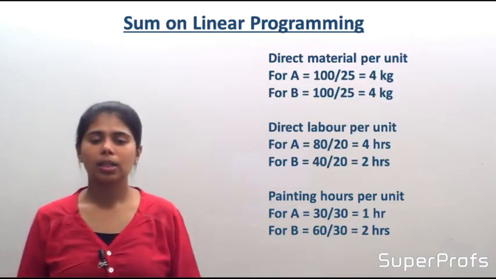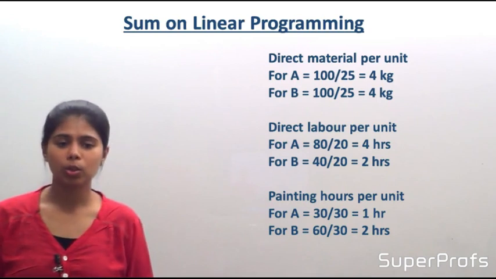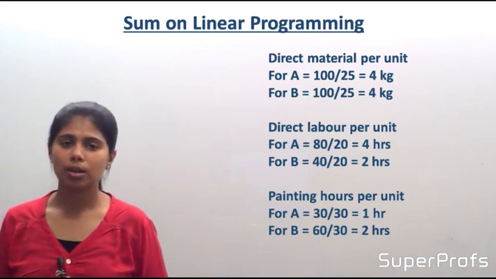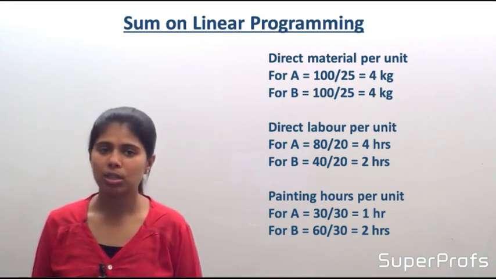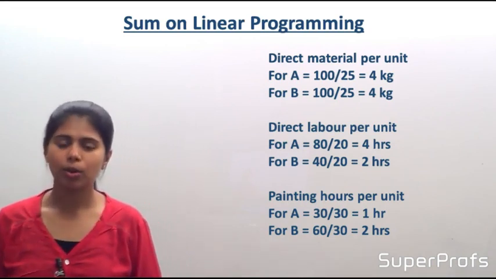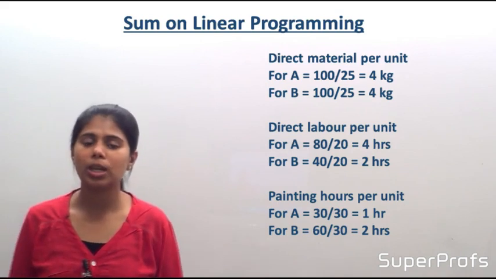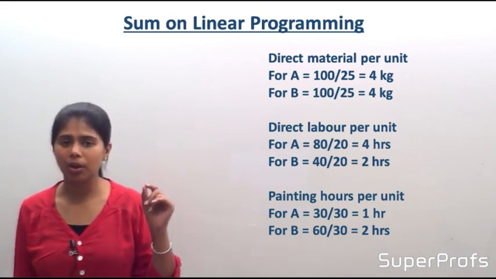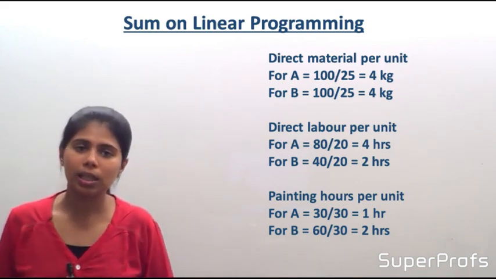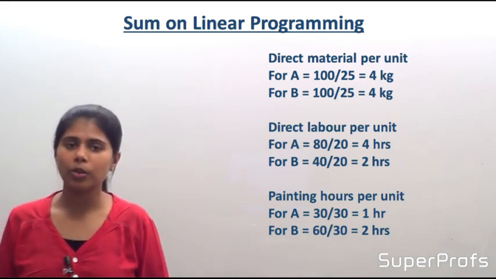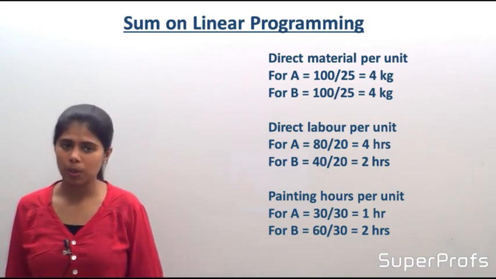Then the direct material that I need per unit. So for A, it was 100 rupees was the per unit material cost, 25 was the per kg cost. Therefore, I have 100 divided by 25, 4 kg requirement of raw material in 1 unit of product A. Similarly, in product B, I have 4 kg requirement of raw material in 1 unit of product B.